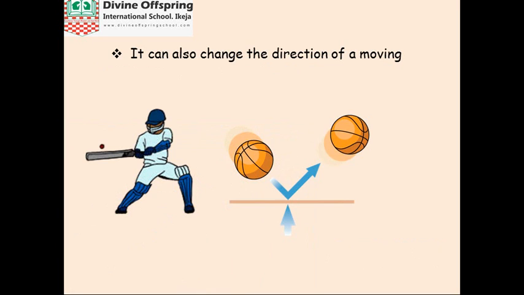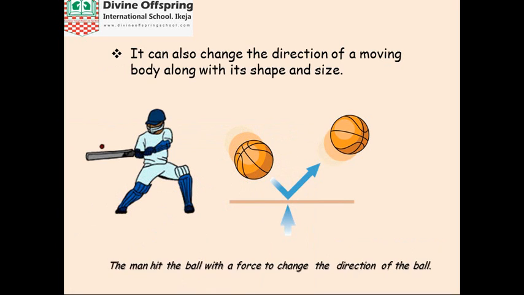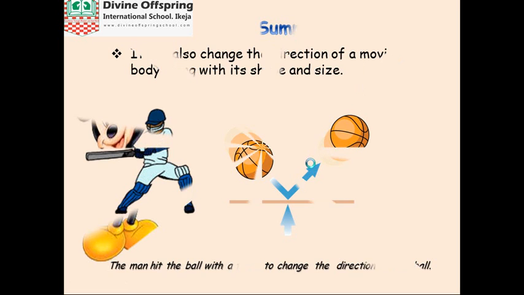Force can also change the direction of a moving body along with its shape and size. The man in the picture hit the ball with a force to change the ball's direction. You can see the direction of the ball. It moves from here, touches the surface, and then bounces off. All this happened due to force.